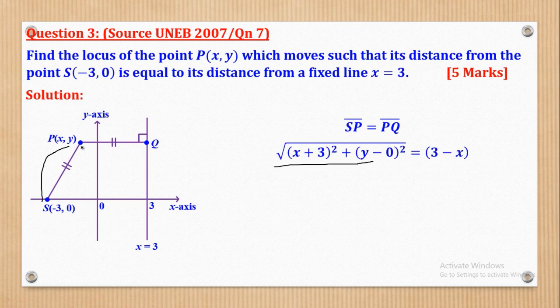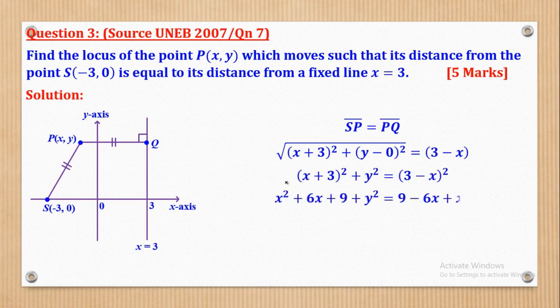Now distance PQ, if you look at this, this is entirely horizontal, meaning that the y coordinate does not change. It is only the x coordinate which changes. Therefore, we shall just get the difference. Here is 3 and here is x. Therefore, I'll come and subtract. So that is why you see here 3 minus x to get the distance from here up to here. When I square both sides, I'll come up with that, and then expand, I'll come up with that, and simplify to come up with that, rearrange to get that equation which they wanted. So that is the locus they wanted.